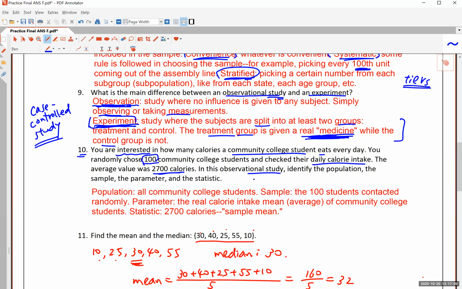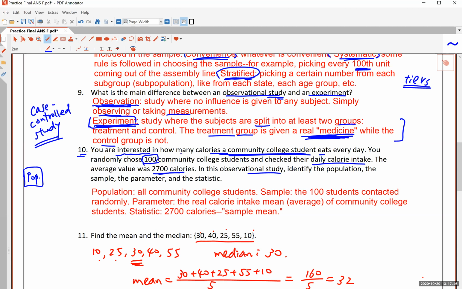Now, this is an observational study because you didn't divide the subjects into two groups, one to make sure they eat a lot and one to starve or something. But identify the population, sample, parameter, and the statistic. You remember a population. This is the entire group of people or the subjects that you want to study. In this case, it is a group of all community college students. Basically you can say general community college students or students in all community colleges. That is a population.